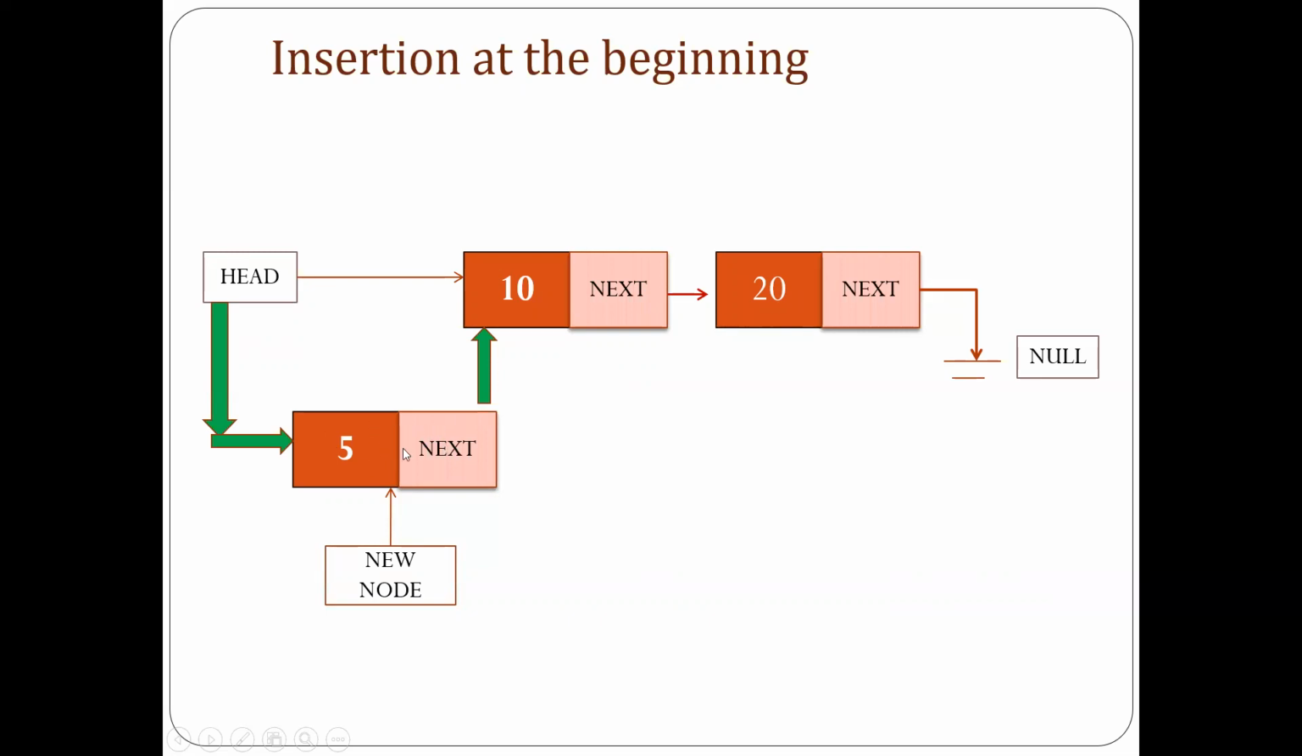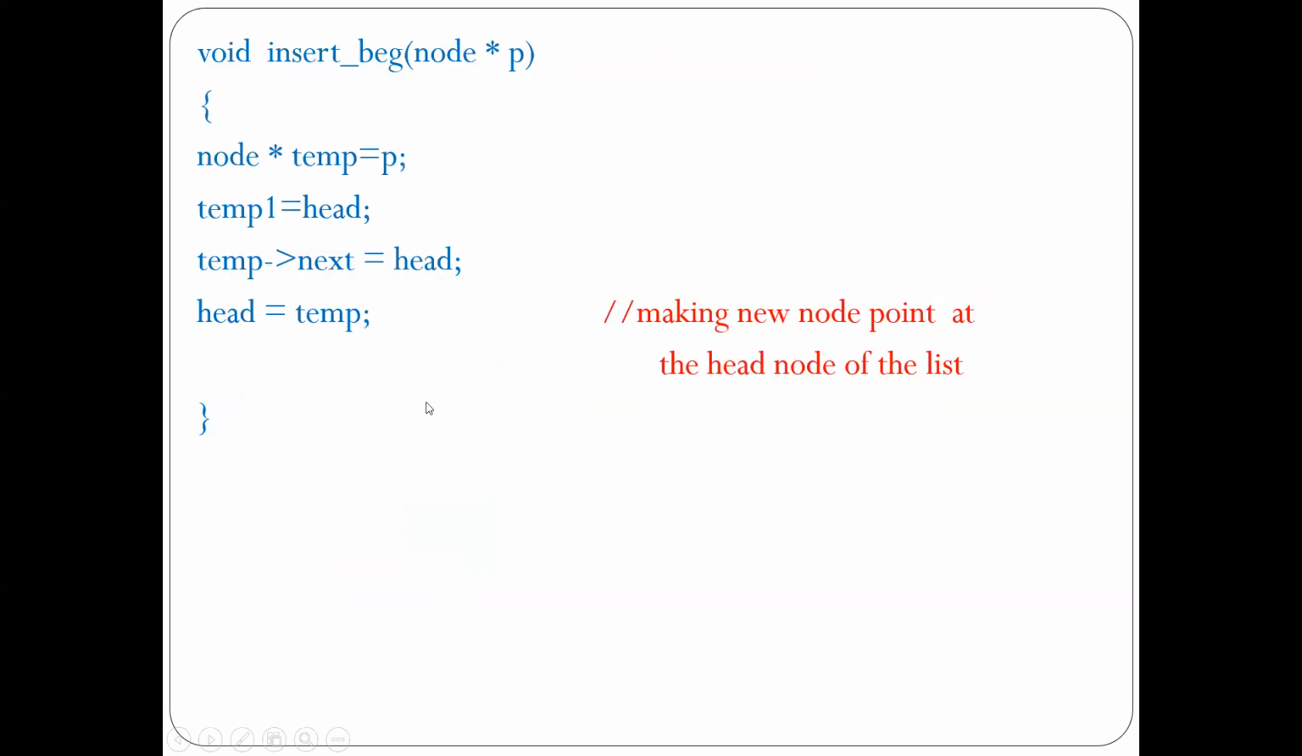So first establish the link between the 5 and the 10. That means make the connection between the 5 and the 10. And then the head pointer, which is originally present at this 10, shift it from this 10 to the 5 like this. So what will happen is this 5 will become the new head node. So first make the connection between the 5 and the 10, and shift the head pointer from the 10 to 5. So this is the insertion at the beginning. If you draw this way, then you can easily understand what instructions we have to write here. So see now here the code.